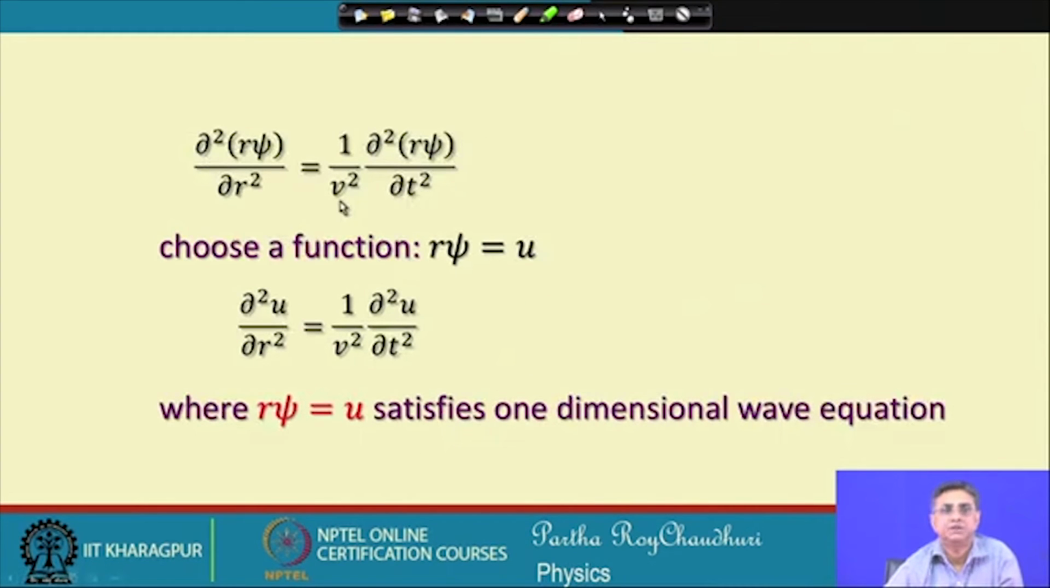Now, I use this equation. For that we choose a function r into psi equal to u, which is also a function of r. Then if I substitute into this equation, it becomes del square u by del r square equal to 1 by v square del square u by del t square. Look at this equation, this is only a function of r, this is a function of time. So, where r psi equal to u satisfies a one dimensional equation. So, this represents a one dimensional wave equation.